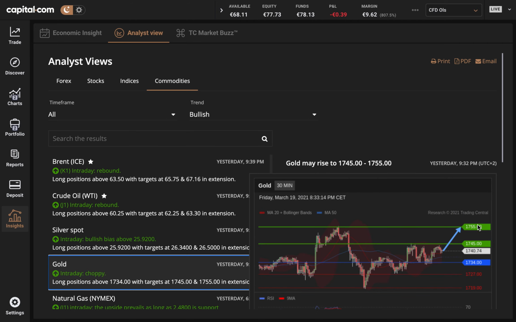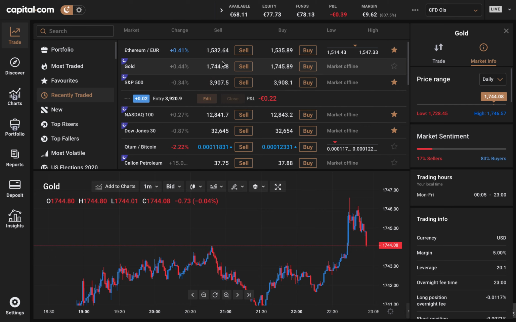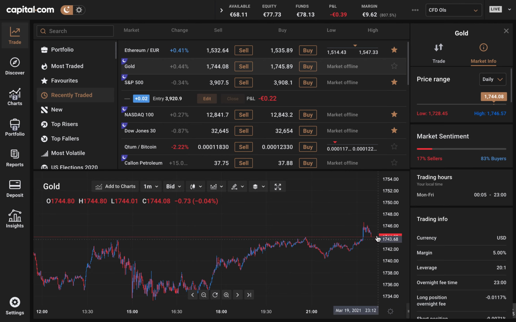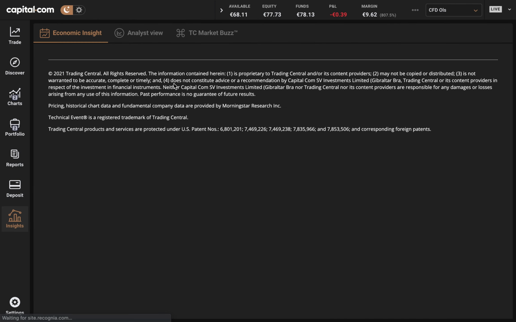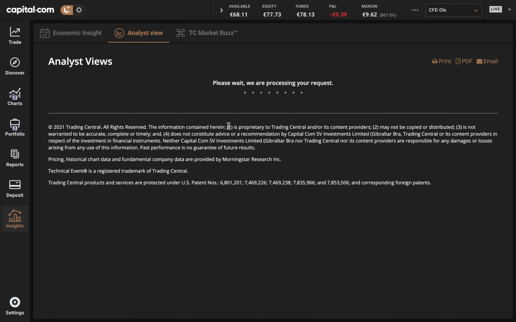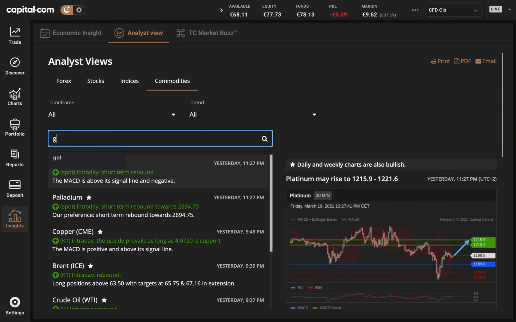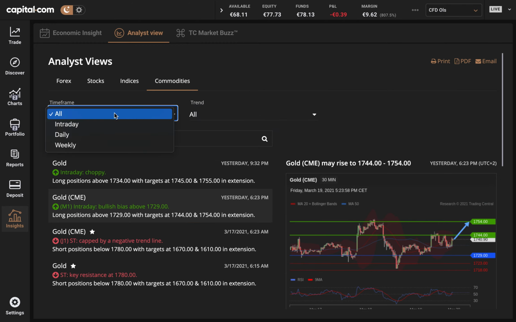Yesterday it showed what their prediction was on March 19th, 1755, and let's take a look at gold. As you can see, they were quite right. I mean, it was bullish, but it didn't get there. Let me check again. Commodities, right? Let's write gold. This is also time frame, intraday, daily, weekly.